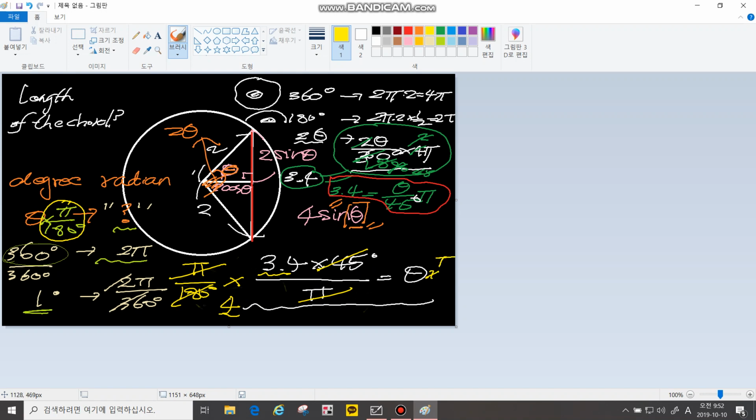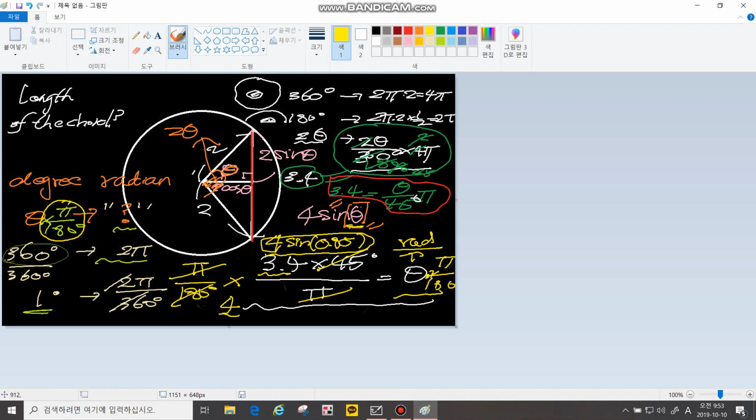So what we did here is that we turned this theta into a radian. So now what we need to do is 3.4 divided by 4. If you do that, 3.4 divided by 4 is exactly 0.85. So when you calculate this, you get 0.85. Okay, so theta here is actually 4 times sine of the quantity 0.85 here. This is a result of what we did here.